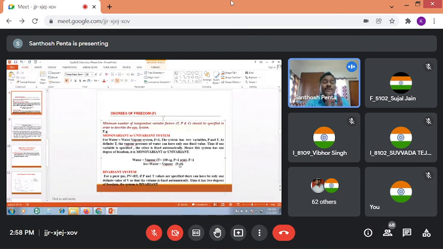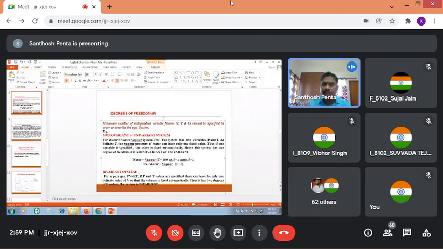Non-variant means you cannot vary either temperature or pressure. If you vary the temperature, then what happens? Then ice may convert into water, and the ice phase does not exist. Or otherwise, if you reduce the temperature, then there would be no vapor phase. That means they are constant. You cannot vary either temperature or pressure. So hence here it is non-variant.